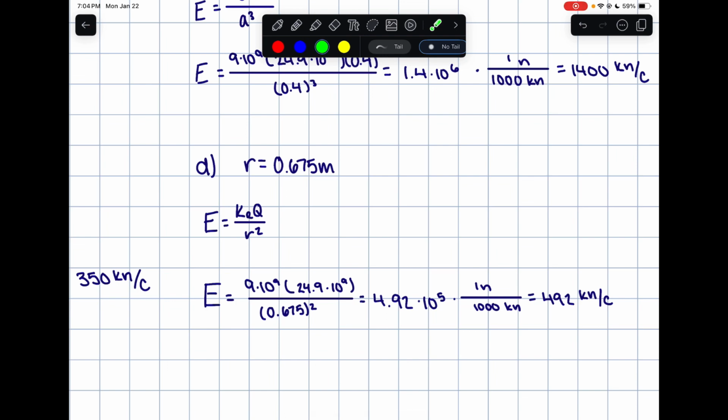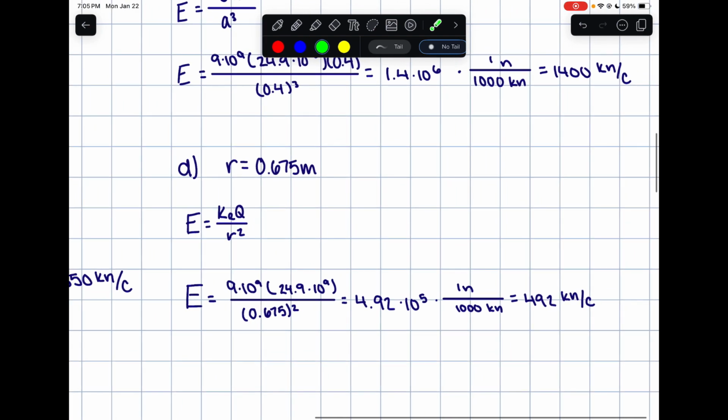Let's start as we did before by converting r into meters. So r equals 0.675 meters. Now we're going to use the aforementioned equation, E equals Ke times Q over r squared. From there, we plug in the constant, plug in our given charge, and plug in the given radius to get 4.92 times 10 to the 5th. We're once again going to divide by 1,000 to get to kilonewtons, and we will come out with 492 kilonewtons per coulomb.